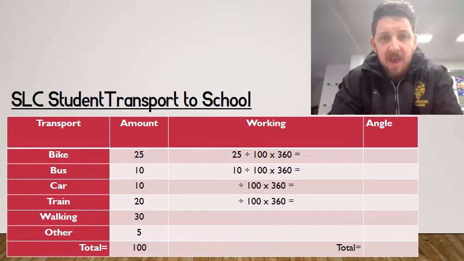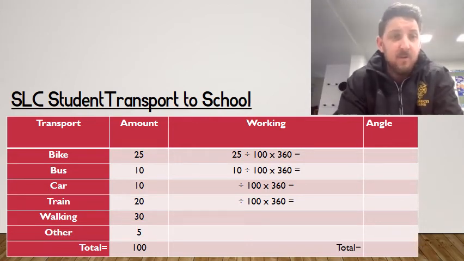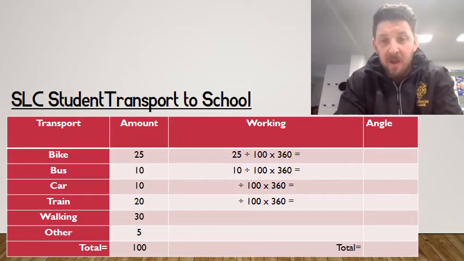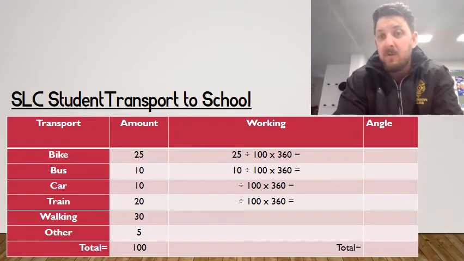Okay, gents, what we're going to look at now is how do we actually do a pie chart when our data isn't easy to represent in a pie chart. Now, our data table becomes a whole lot more difficult. It just adds a couple extra columns. We still have our category, which is transport in this case, because we're looking at the SLC student transport to school each day. The amount that we have, but we also have a working column and then our angle that we're going to use. So in this case, when we start drawing our pie chart, we're going to be using a protractor.